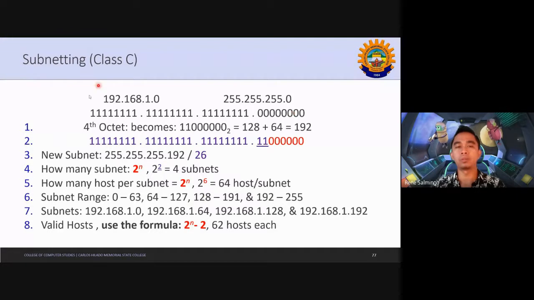So any questions with this? This is only a sample given. In the next example, we'll have another one.